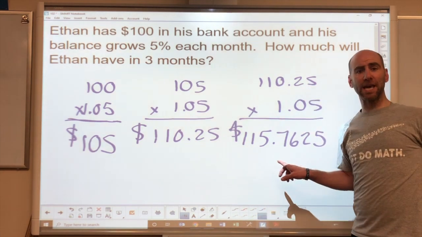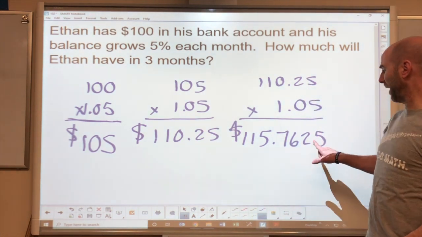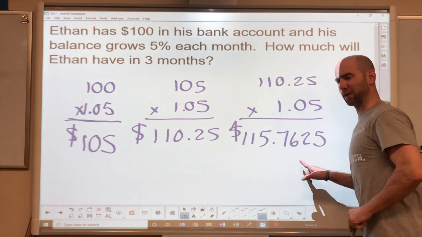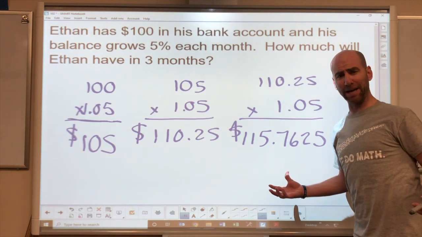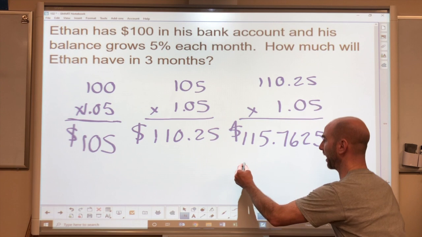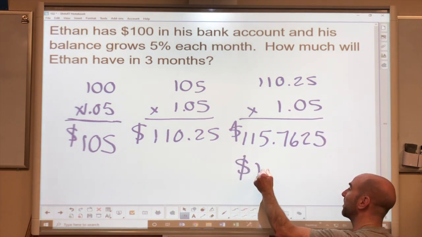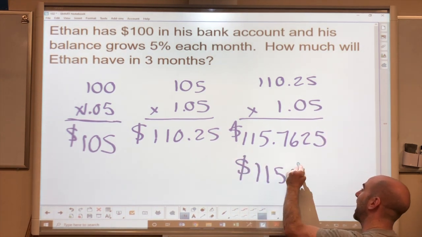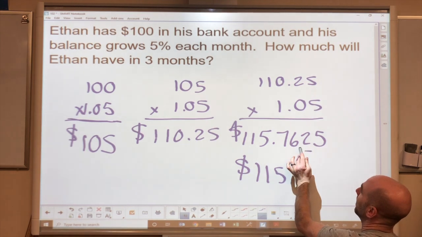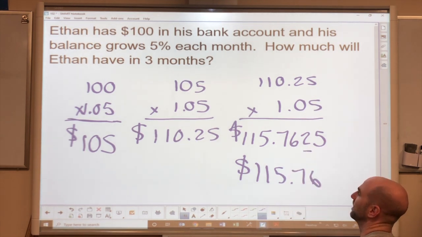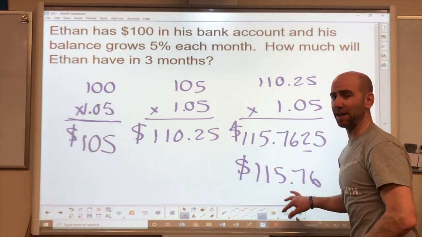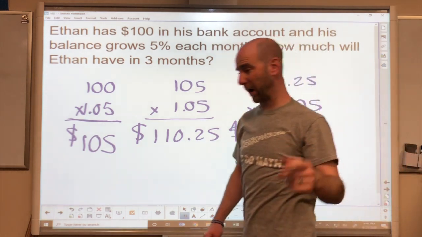Okay, that's how much money he has after the 3rd month, but you need to make sure that you're going to round this because we're talking about money. So it's going to be $115.76. That's his balance after 3 months. Okay.